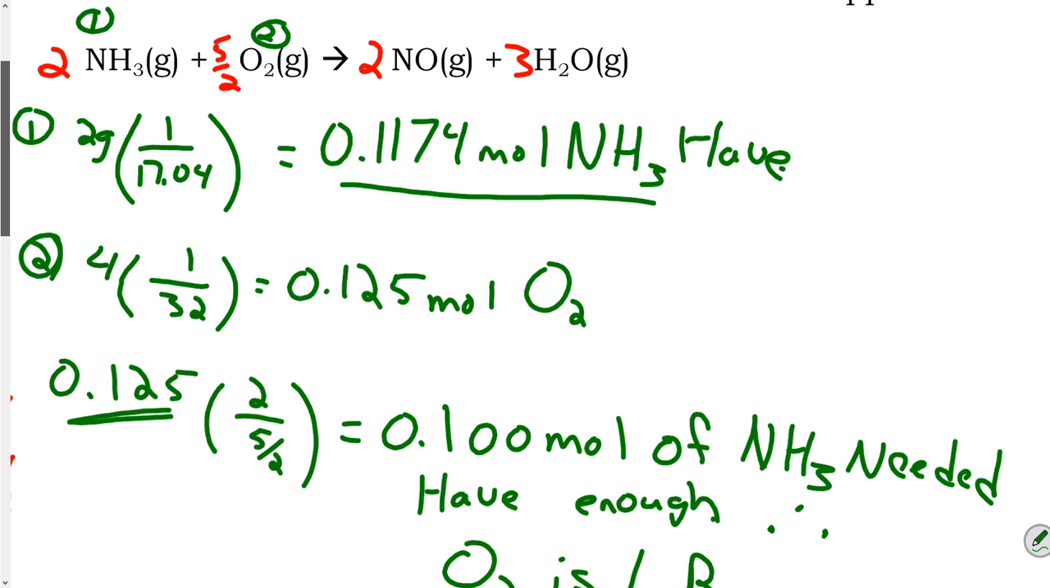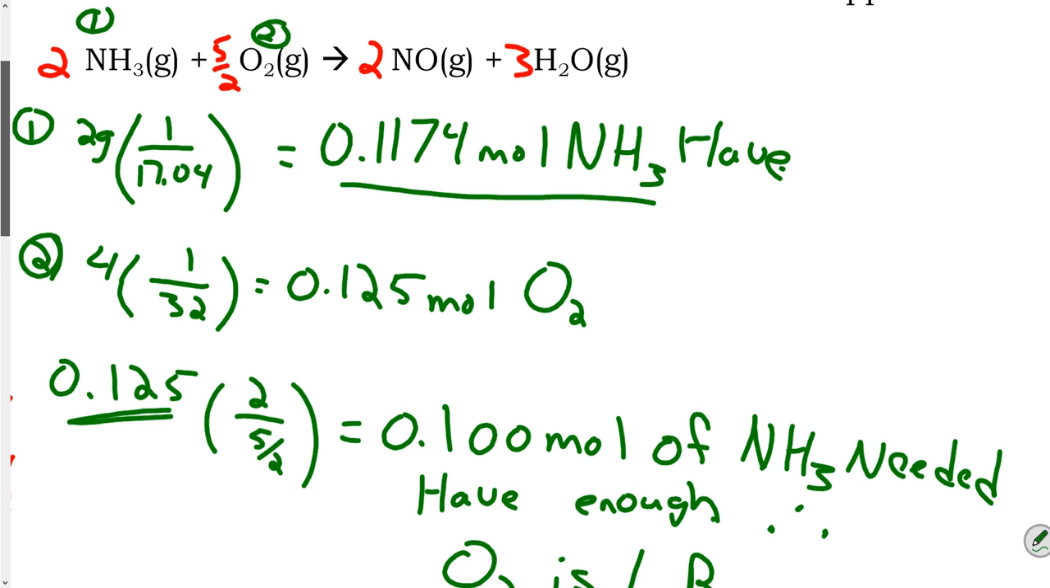So I go back and I compare that to what I actually have. And I have more than enough, don't I? So that means the rest of it is in excess. So I have extra of this. So that means I have just enough, so oxygen is my limiting reagent.